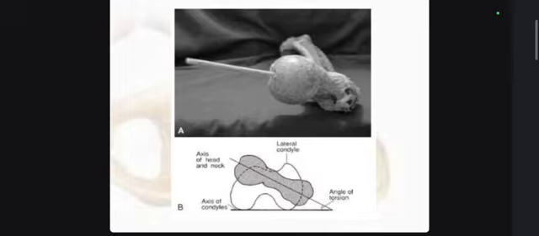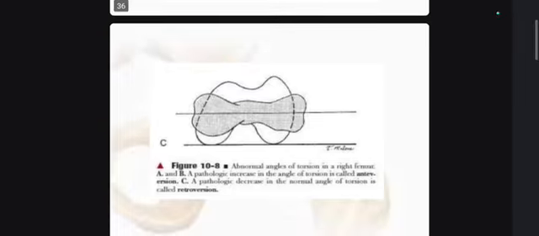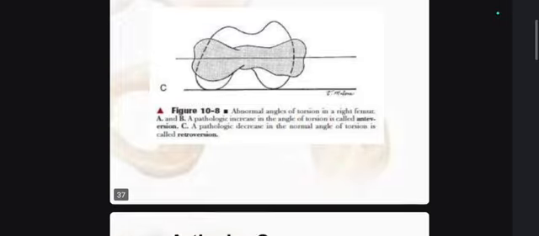This first image shows the angle of torsion, and the second image shows some parts: axis of head and neck, lateral condyle, axis of condyles, and the angle of torsion. Abnormal angles of torsion in the right femur: a pathological increase in the angle of torsion is called anteversion, and a pathological decrease in the normal angle of torsion is called retroversion.